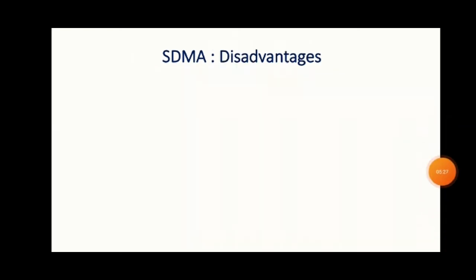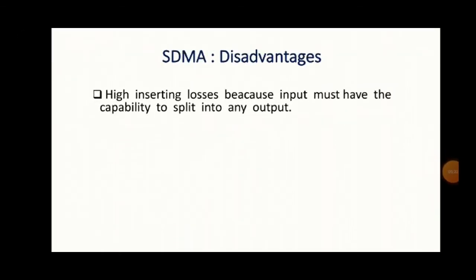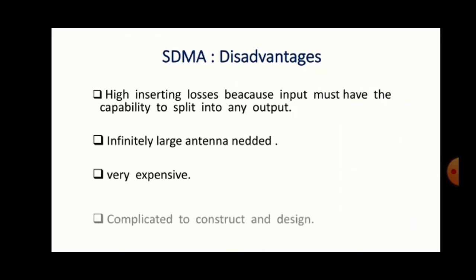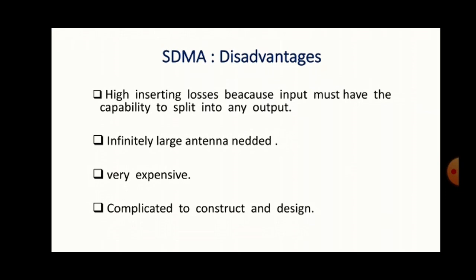The disadvantages of SDMA: high insertion losses, because the input has the capability to split into any output. Infinitely large antennas are needed, which are very expensive, and it is complicated to construct and design. And if we make a comparison between the parameters, obviously signal quality will be affected. These are the disadvantages of SDMA. Thank you.